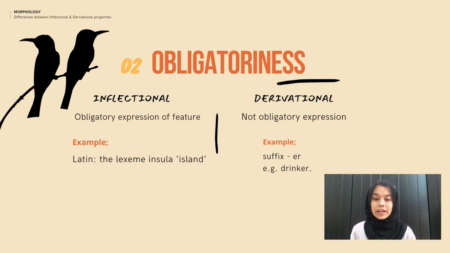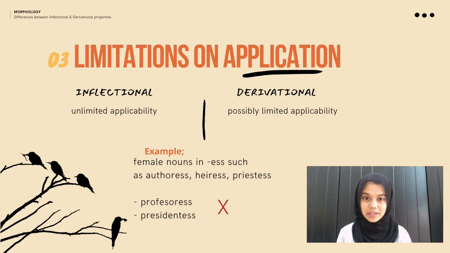By contrast, expression of a given derivational meaning is not obligatory. The English suffix -er applies to verbs to derive a noun with the meaning of agent, for example, drinker. But it is not the case that all verbs must be expressed with an agentive meaning. Next, the limitations on application. So inflectional values can be applied to their base without arbitrary limitations, while derivational formations may be limited in an arbitrary way. Generally speaking, a lexeme's paradigm contains a full set of inflected forms.